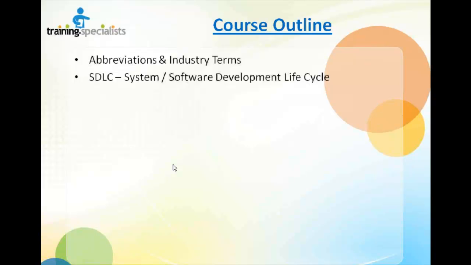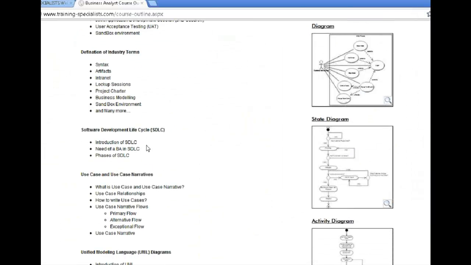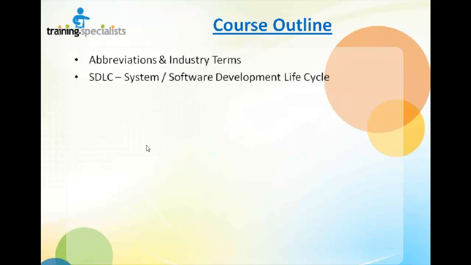Designs have to be made, the car has to be manufactured, the car has to be tested, it has to get certified with the safety regulations, and then it comes out to the customer. Same way, a software has to go through multiple phases. Going back to our website, they're going to be telling you everything. Introduction of SDLC, need of a BA in SDLC, what is the role of a BA in every stage of SDLC, and phases of SDLC. Again, we're going to be talking about it in a lot more detail when we actually go through the course.